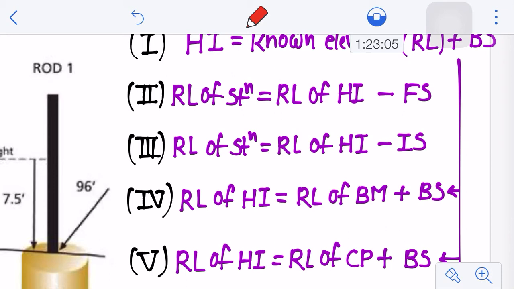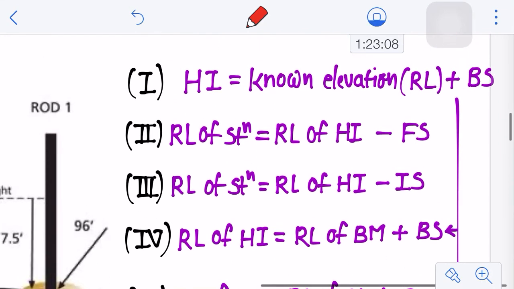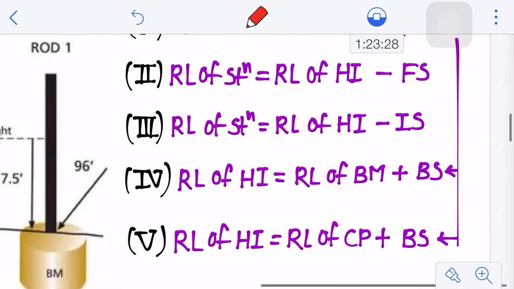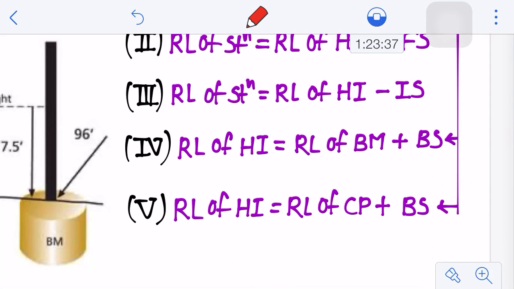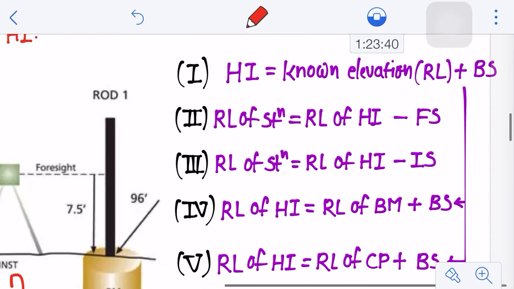This is a very important thing. Your backside reading is always additive, right? And your foresight reading is always subtractive. However, you may find certain cases where you have to add your foresight reading to the RL of the previous point, but those are specific cases. I'll give you an idea at the end. Then, if there is an intermediate point between your last points, the RL of the station would be RL of HI minus intermediate sight, right? And RL of HI would be RL of BM plus BS. That means I have elaborated this first step.